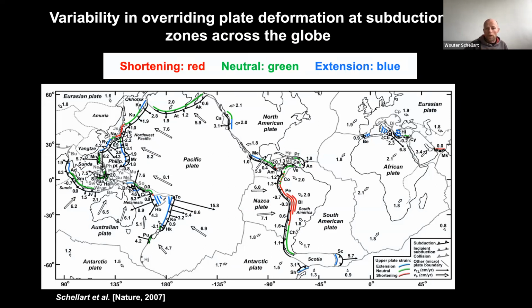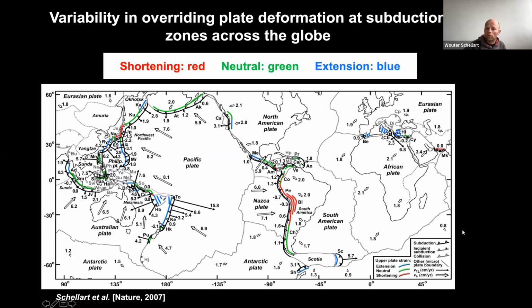Okay, now if we look on a global scale, in this global tectonic map, if we color code those subduction zones that are experiencing shortening in red, those that experience extension in blue, and the ones that do not experience that much overriding plate deformation in green, then we see this pattern here.